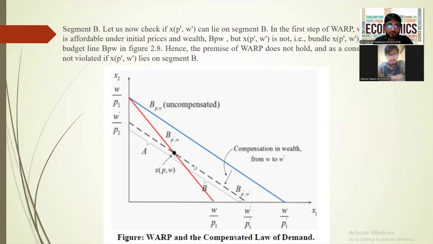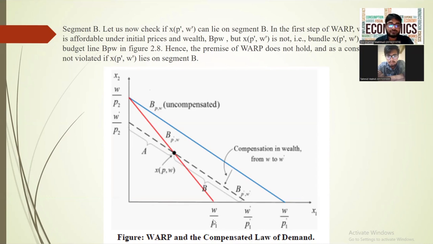So in segment B, we analyze why bundle XP'W' must lie on segment B. Under the initial prices and wealth, bundle XPW is affordable. Here you can see, right? Can you see it? XPW is affordable in our graph.